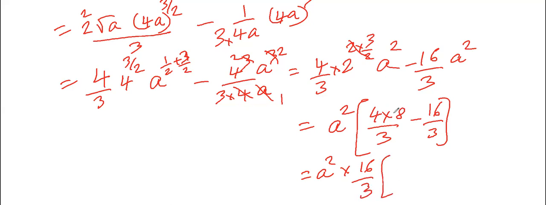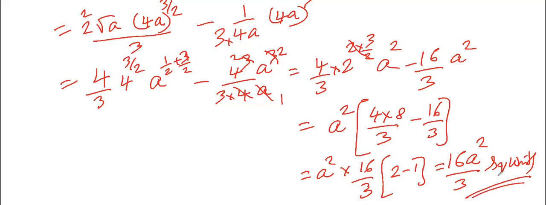So 4 4s are 16. So here it will be 2, here it will be 1. So 2 minus 1 is 1. So the answer will be 16 a square upon 3 square units. This will be your required answer. Got it?